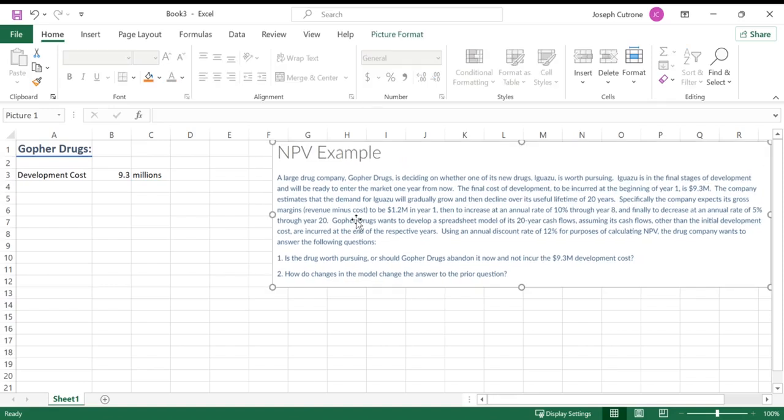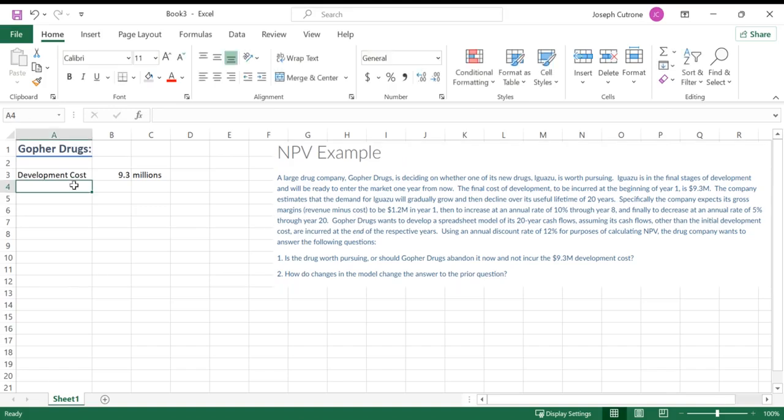The company estimates that the demand for Iguazu will gradually grow and then decline over its useful lifetime of 20 years. So that sounds like another piece of information we want. Lifetime 20 years. Put our units in the next column. And this kind of makes sense. Things become popular and they start out growing and growing, and then they slow down and decline over time. These numbers and this assumption seems reasonable.